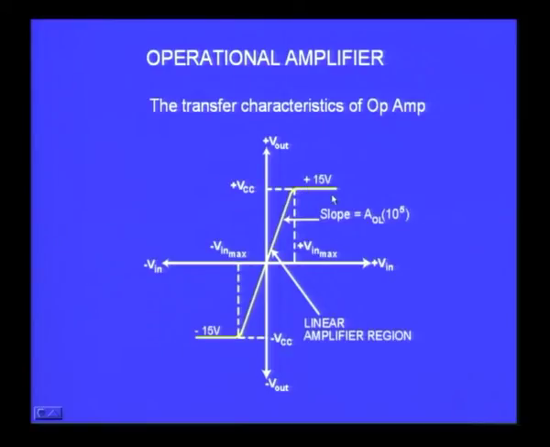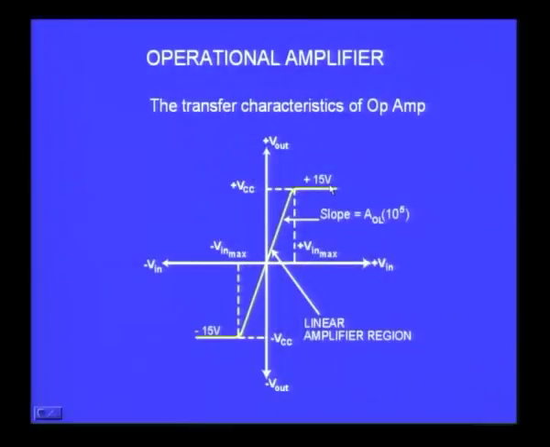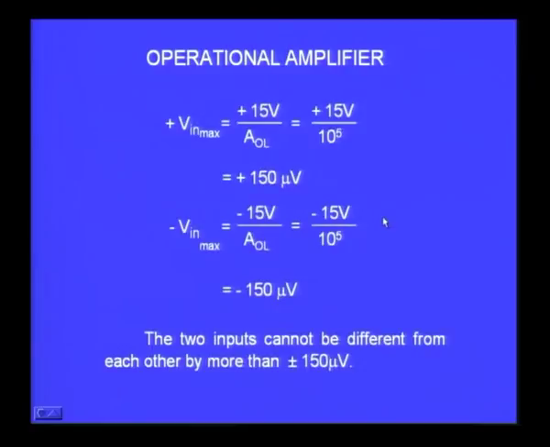So, the maximum voltage which will show a normal amplifier behavior is given by 15 volts divided by 10 power 5 volts at the input. That is what I have shown in the next thing. What is the maximum input voltage that can be connected between the two terminals of an op amp? On the plus side, at the maximum you can get 15 volts divided by the open loop gain, that will give you the maximum voltage.